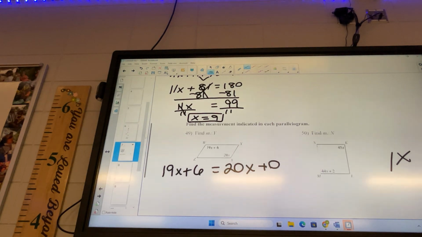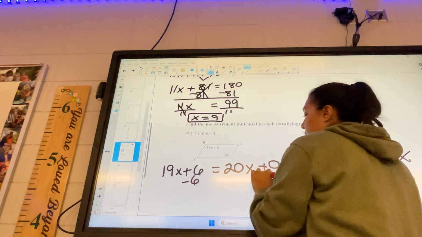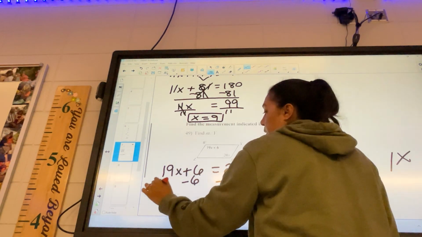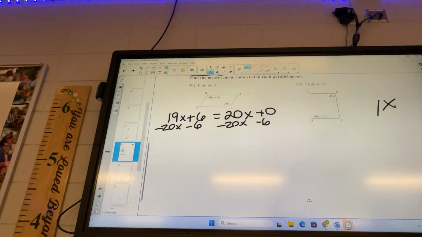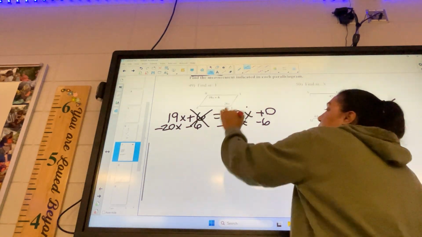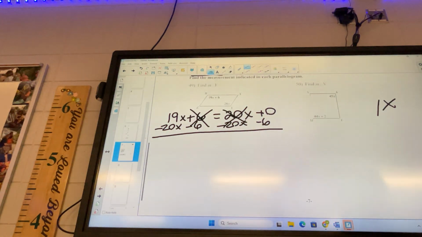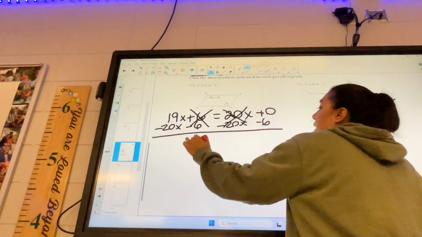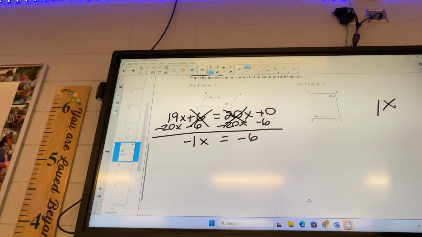Okay, we're going to move our letters to the left and the numbers to the right. Who needs moved? The 6 needs moved, and the 20 needs moved. Who's getting crossed out? The 6s and the 20s. 19 minus 20 is negative 1x. 0 minus 6 is negative 6.